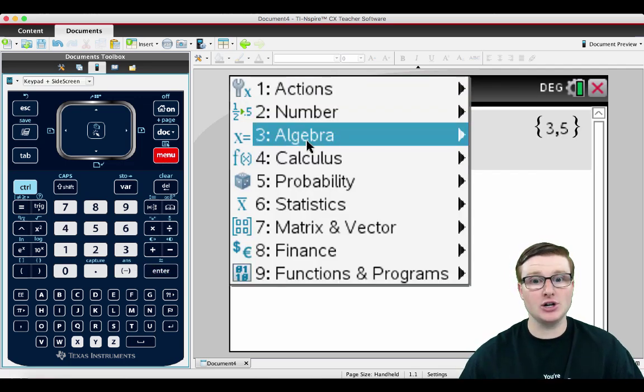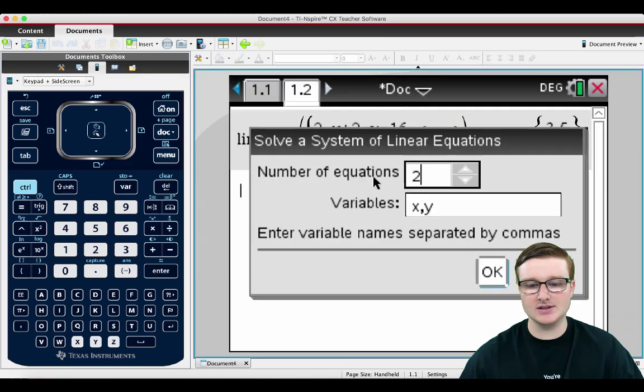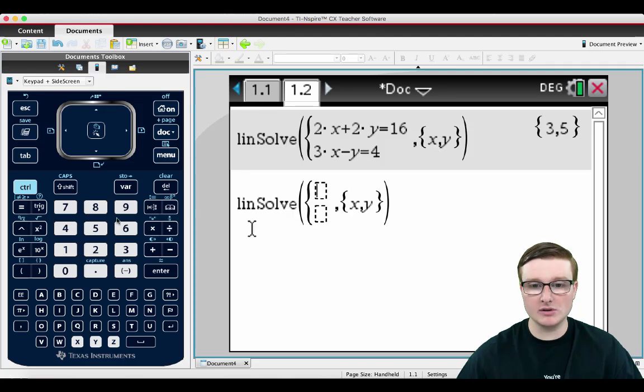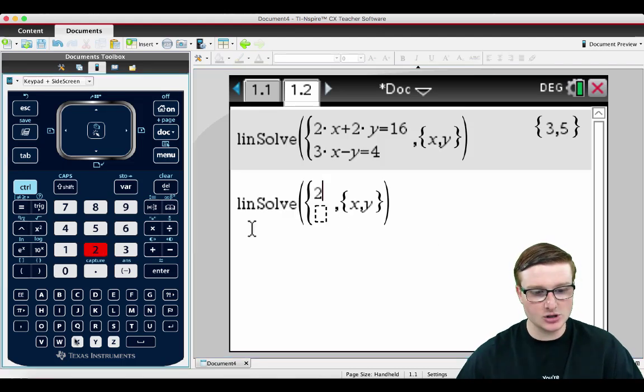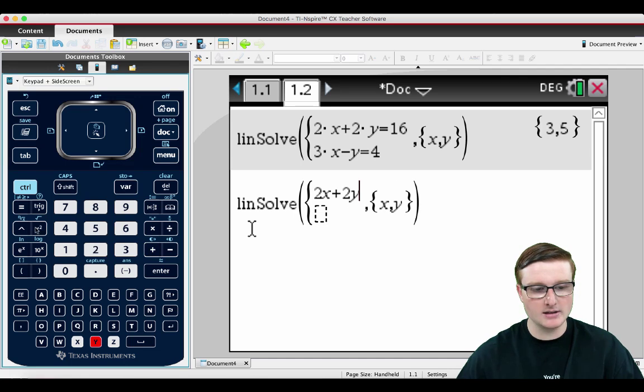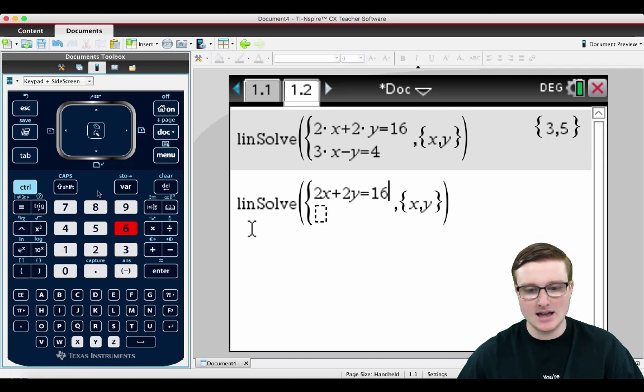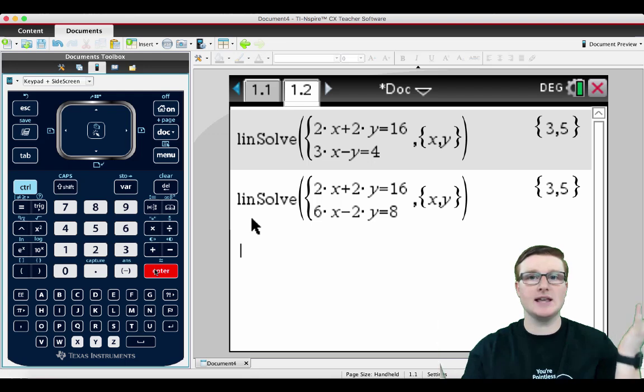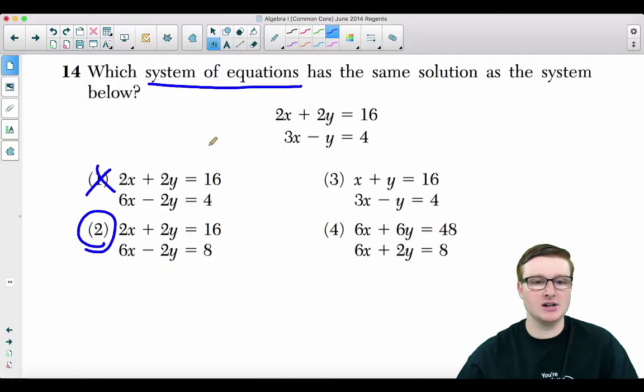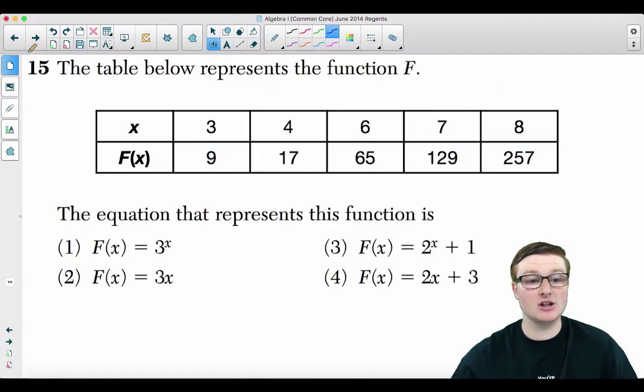Do the same thing for your answer. Menu, algebra, solve system of linear equations. We are only working with 2. I'm going to type in my answer: 2x plus 2y equals 16, and 6x minus 2y equals 8. Bingo. Same solution, so therefore we got the right answer. That's choice 2.